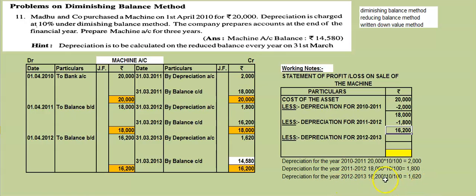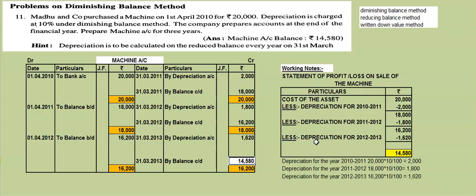Now 16,200 into 10 by 100, how much we got? 1,620. Now we subtract that, and this is our final value. We get 14,580. So in this way you have to find the balances. This is called the diminishing balance method. The diminishing balance method is very easy, you just have to pay attention while calculating the depreciation of various years.